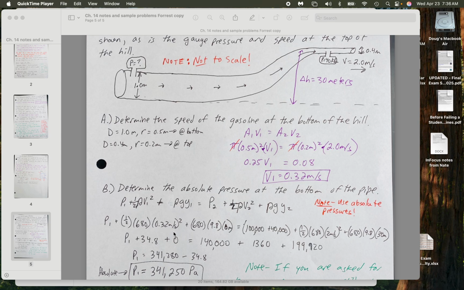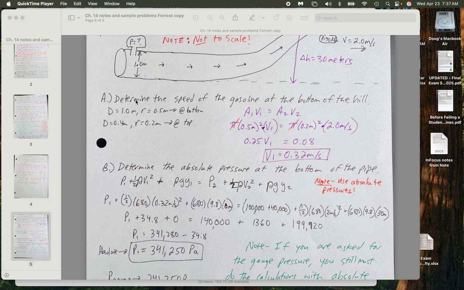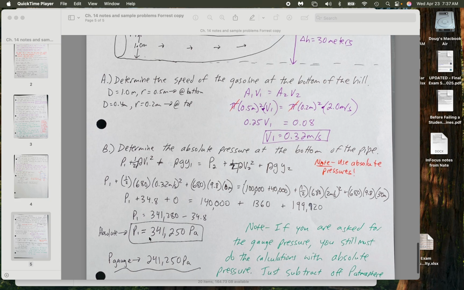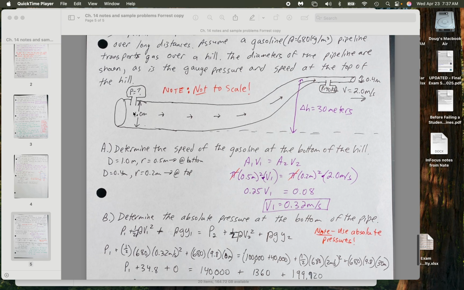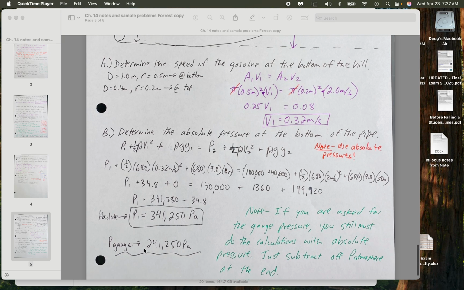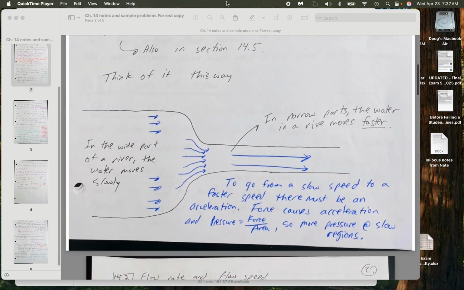1/2 times 680 times that speed squared. And you notice what a small term this is. So really, as the speed gets very slow, this term becomes insignificant. And then the pressure here. Well, when I do that, I end up getting the absolute pressure at point 1 is about 341,250 pascals, or newtons per square meter. If I was asking you what the gauge pressure was, I didn't, but if I did, I would have to subtract off the atmospheric pressure. So that becomes around 241,000. Again, keep numbers in your calculator and then round at the end. Hopefully these help for the homework that's going to be due on Thursday.